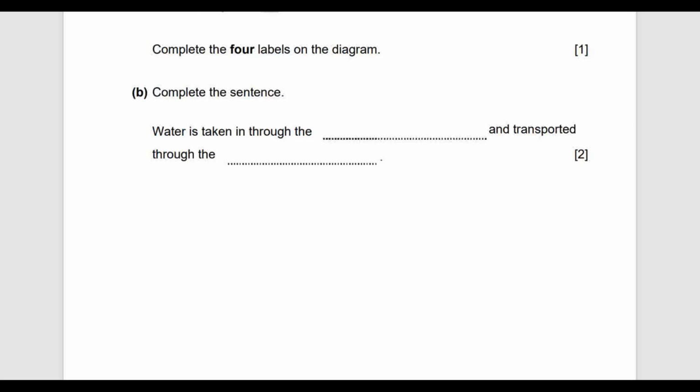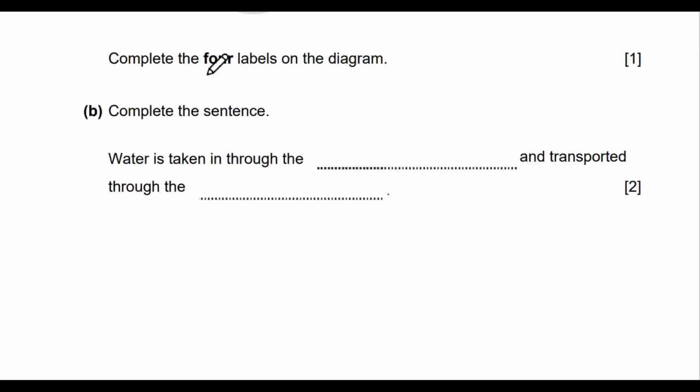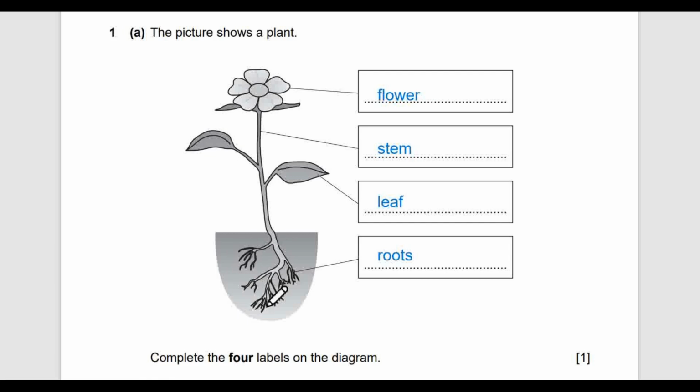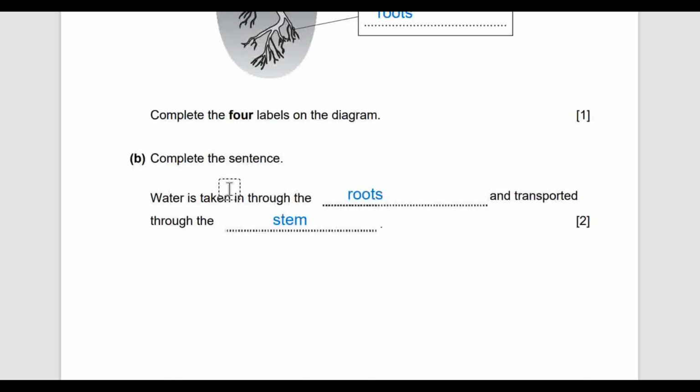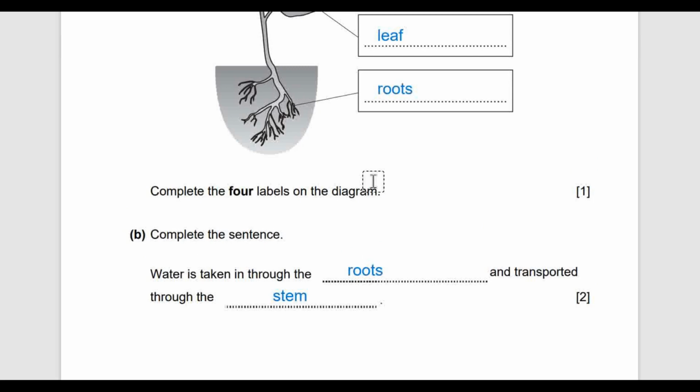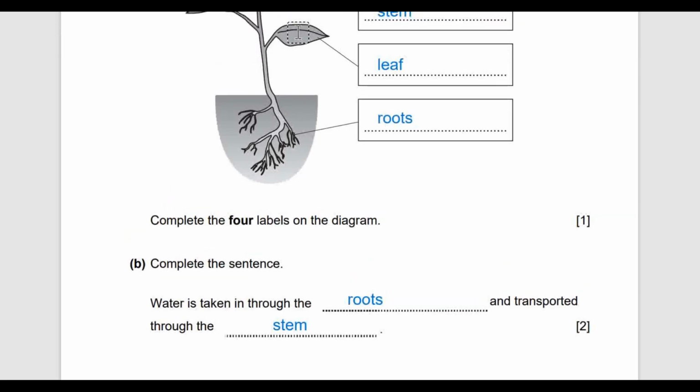Question B. Complete the sentence. Water is taken in through the blank and transported to the blank. So water is taken in through the roots, water from the ground, and then transported through the stem up to the leaves. So let's type that down. So this will be our answer. Water is taken in through the roots and transported through the stem all the way to the leaf. Alright, let's move on.